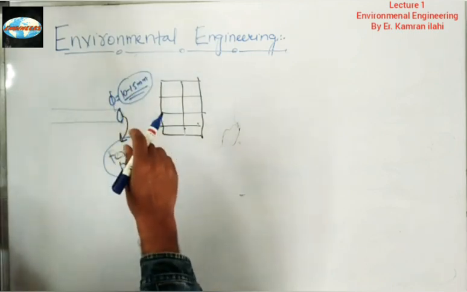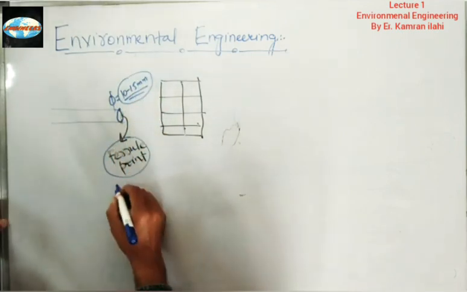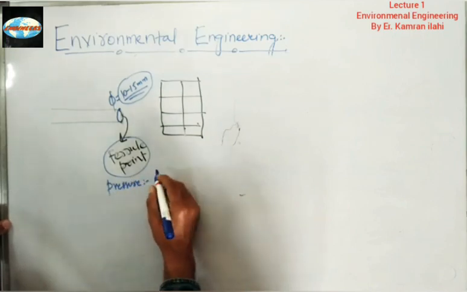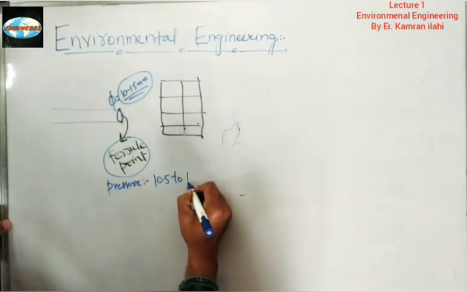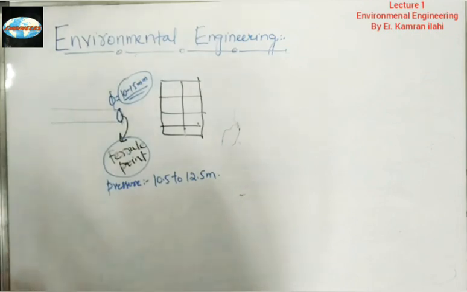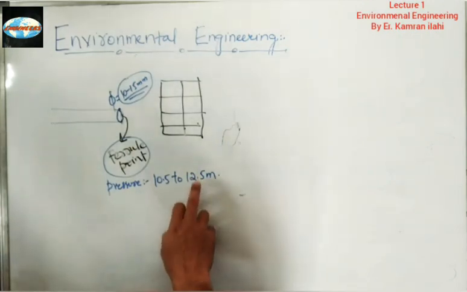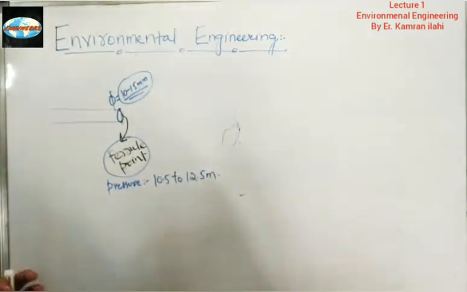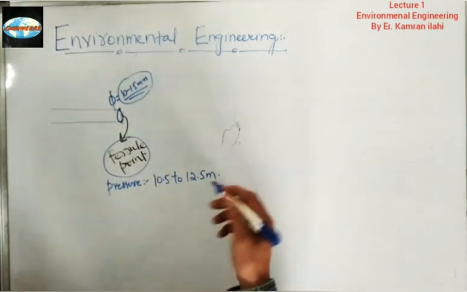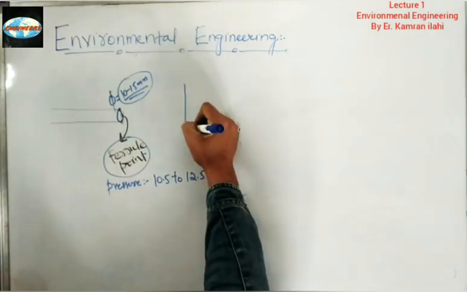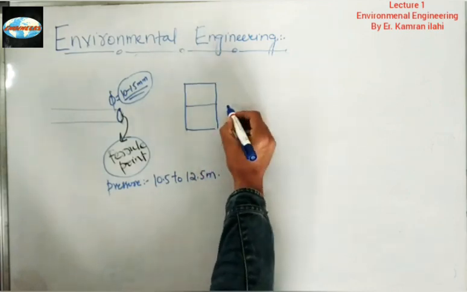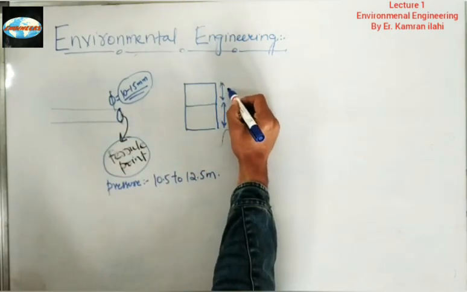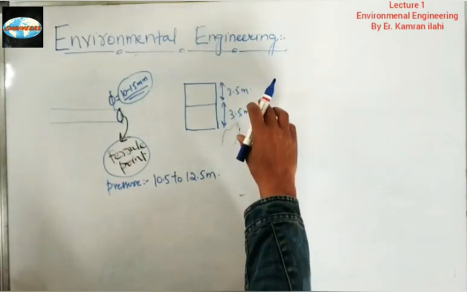And the pressure which is being delivered at this ferrule point is of the order of 10.5 to 12.5 meters. Why? There's a logic behind it. Because most of the houses in India are two-storied buildings on an average. What is the average height of a single story? It's almost 3.5 meters, and the second story as well, 3.5 meters. So we get a total of 7 meters.